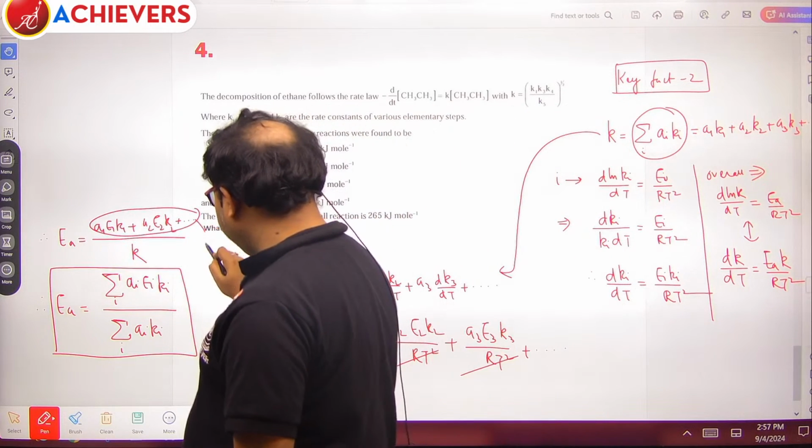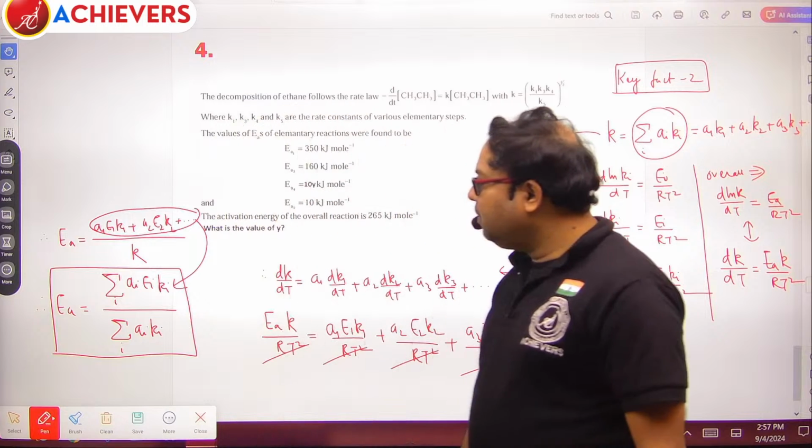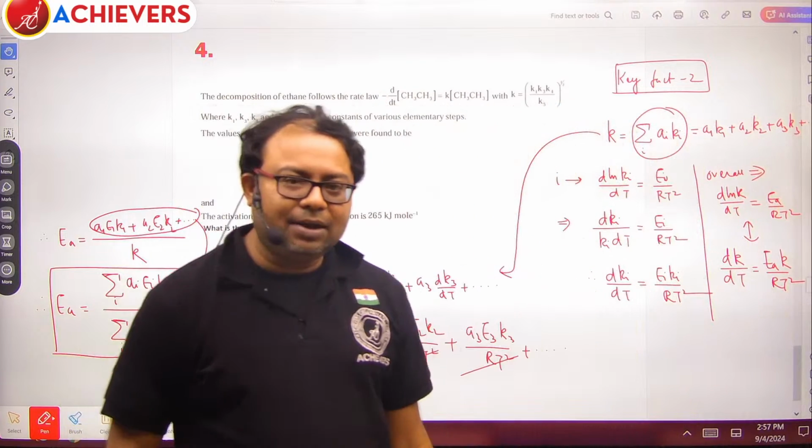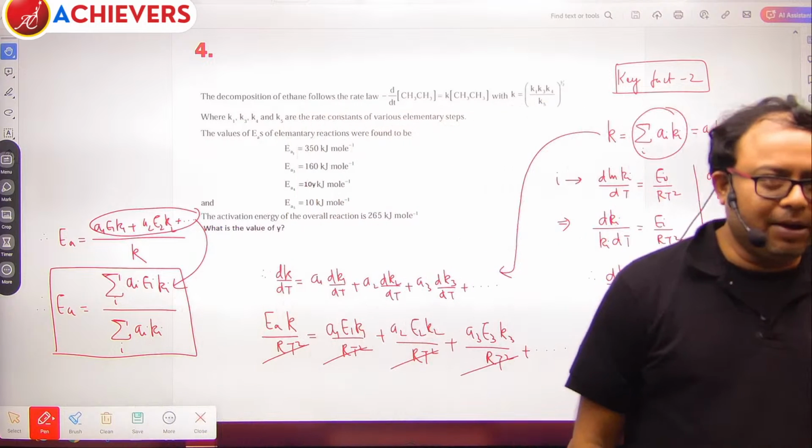This term. So if it is an additive combination, then you can solve it in this particular manner.